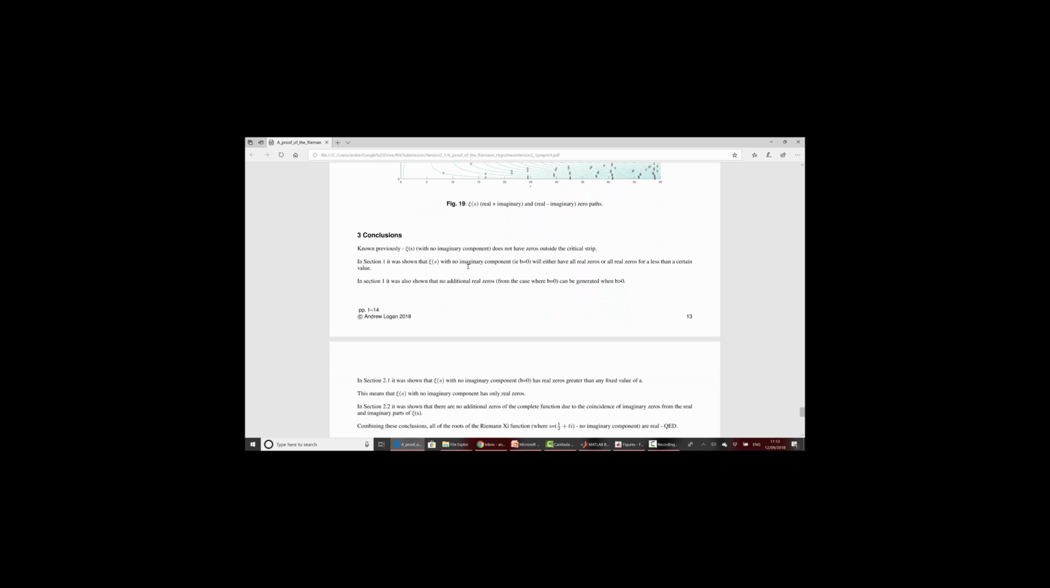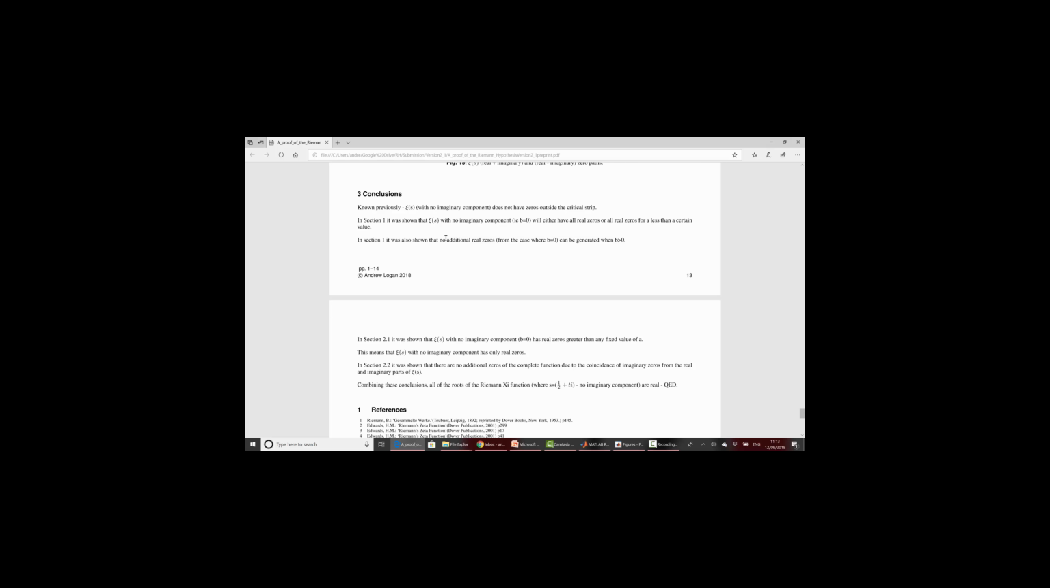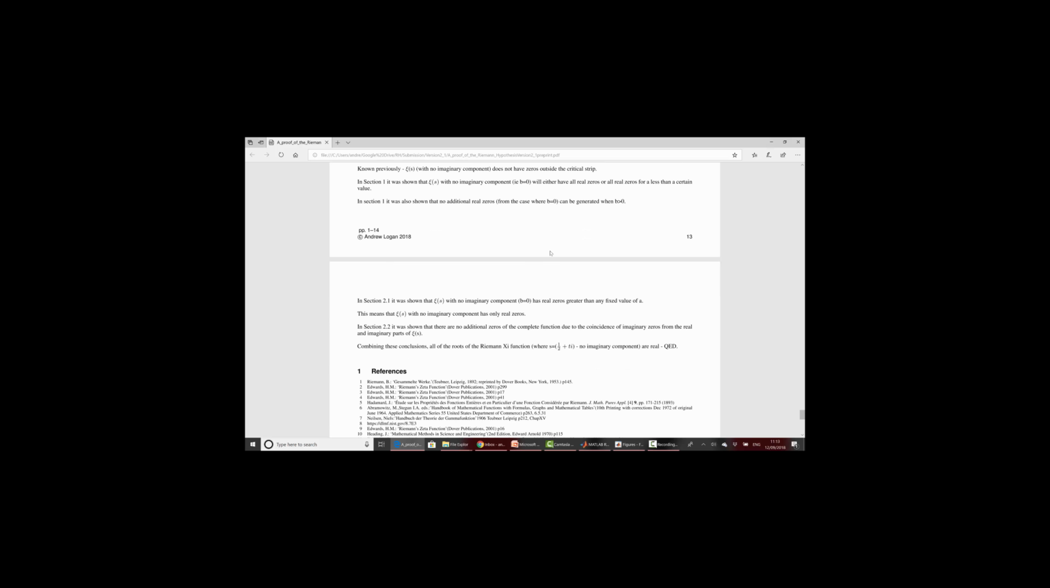Combining all of these together in the conclusions, we knew previously that zeta of s does not have zeros outside the critical strip, so with b bigger than a half, or plus a half i or minus a half i. In section 1 we showed that the zeta function with no imaginary component would have all real zeros for a less than a certain value. In section 1, it was also shown that no additional real zeros from the case where b equals 0 can be generated when b does not equal 0 or is greater than 0.